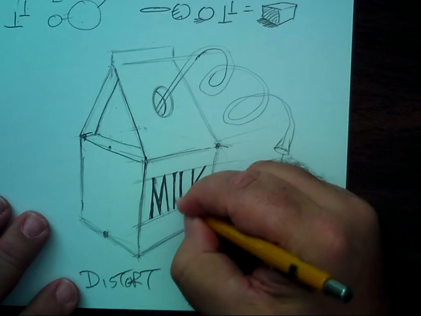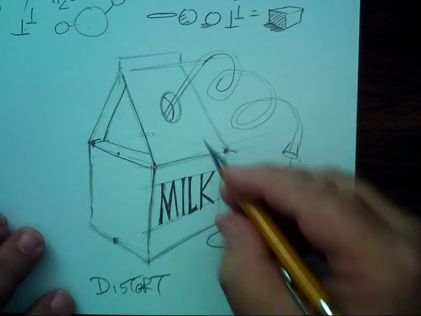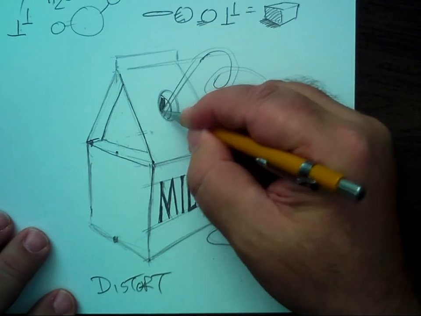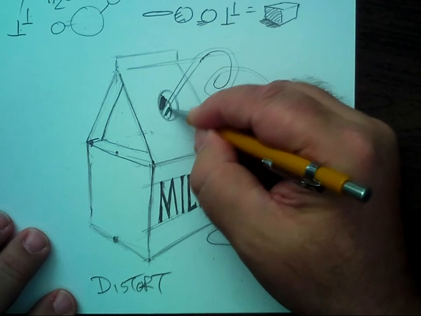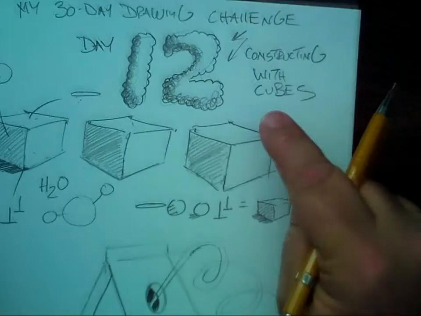M-I-L-K. Okay, a little milk going here. We just put that dark shadow around that foreshortened circle. Day 12, constructing with cubes.